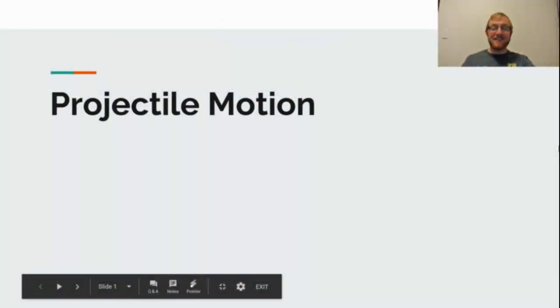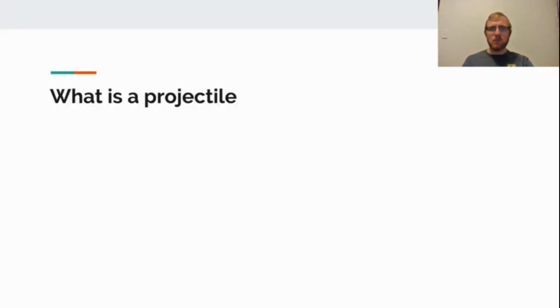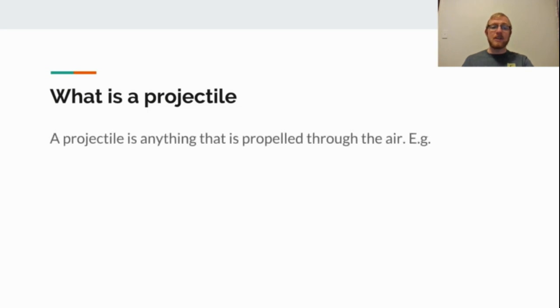Kia ora class. Today we're going to be talking about the biomechanical principle of projectile motion. First of all, what is a projectile? A projectile is anything that is propelled through the air. It's an object flying through the air.